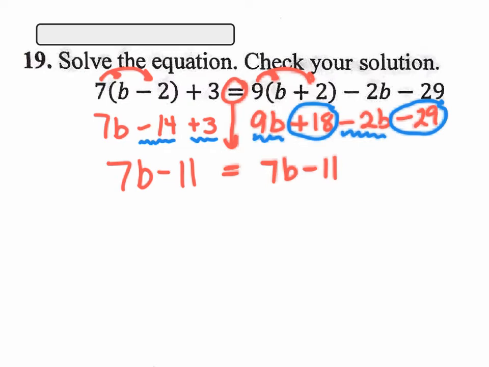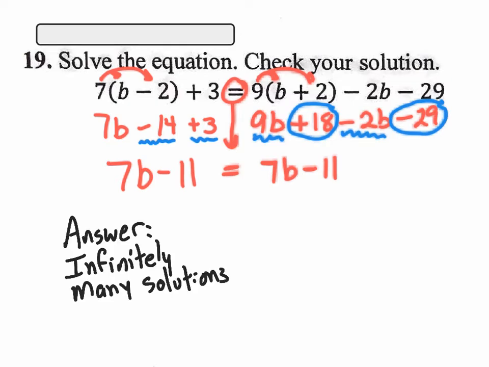Now at this point you could stop solving your equation because the left side is completely identical to the right side. What does that mean? That means that b equals all real numbers, or that there's infinitely many solutions, okay? So whenever you end up with something identical on both sides, it means that there's infinitely many solutions. So the answer is that there's infinitely many solutions, or you could say b equals all real numbers, because technically you could plug in any number you want for b and it'll be a true statement.